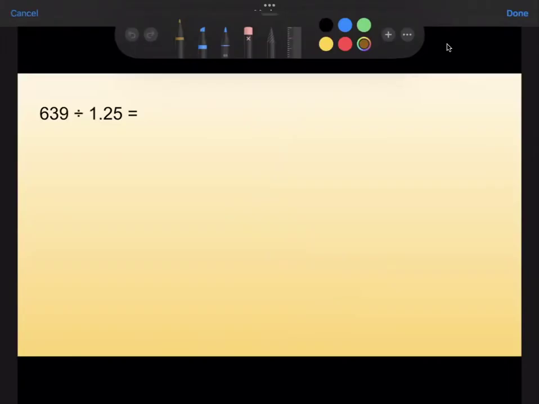Okay, here is our last one that we're going to do today. We're going to take 639 and divide it by 1.25. So 639 would go inside the division bracket because it's the first number. Oops, that autocorrected weird. And then divide it by 1.25 on the outside. Now I wanted to do this one in particular because for this one, we need to move that decimal 2 spaces to make it a whole number, which means I need to move it the same amount of spaces inside to match.